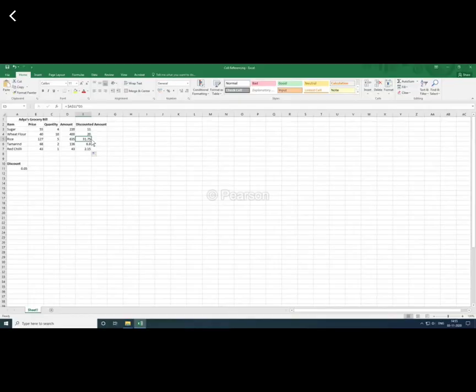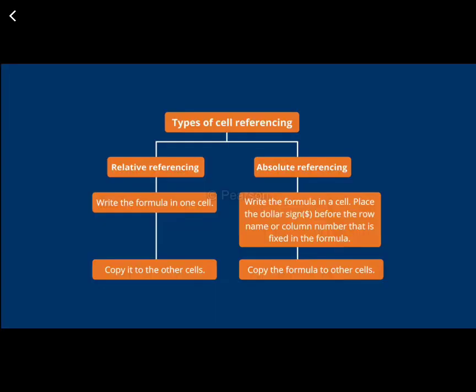Cell referencing allows us to update the data in a worksheet without having to rewrite the formulas. Wasn't that quick and simple? Try them in your lab sessions.